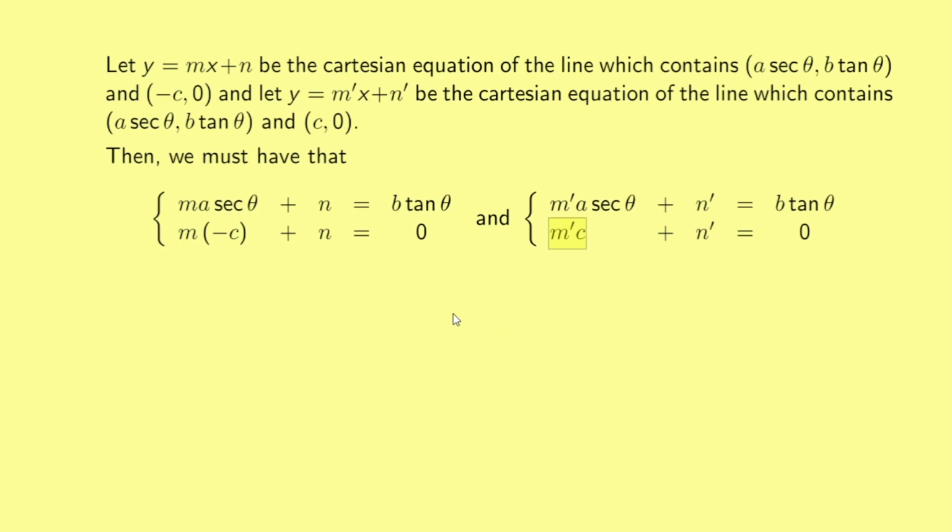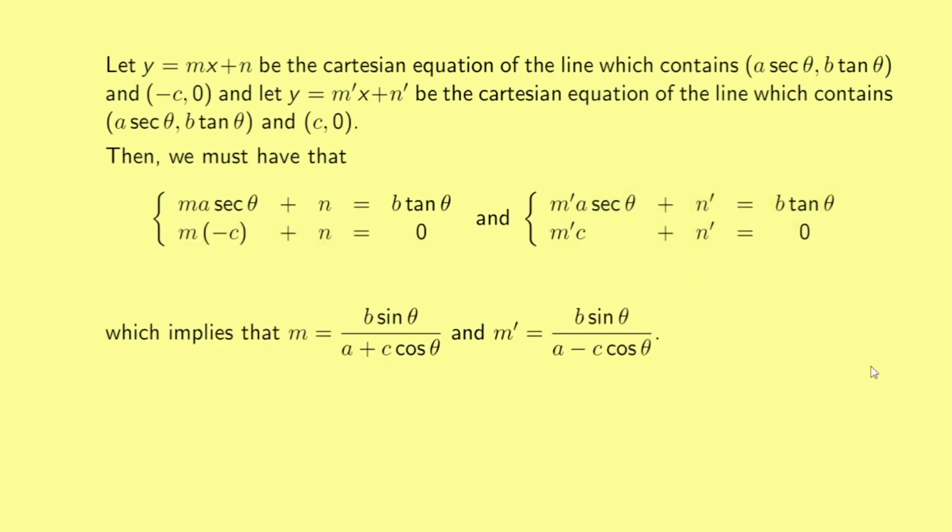Perfect. Now what I'm going to do is subtract. I take this first equation minus this one because I'm interested in finding m. And I do the same with this one: I take this equation minus this equation. What I get is m equals b sine theta over a plus c cosine theta, and m prime is b sine theta over a minus c cosine theta. Perfect. So what should we do now?